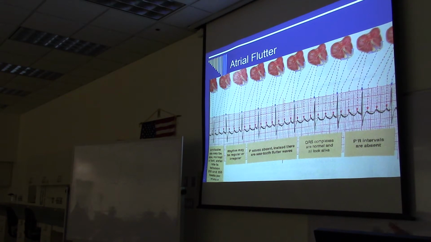Does it look like a sawtooth pattern? I don't know if you guys have ever seen saws that saw wood. Yeah, the saw that cuts wood. Or a serrated edge knife that you cut bread with. Maybe that's better. Okay, so it goes up and down, up and down, up and down. So that's what a sawtooth appearance is. And that's your giveaway that you're looking at atrial flutter.